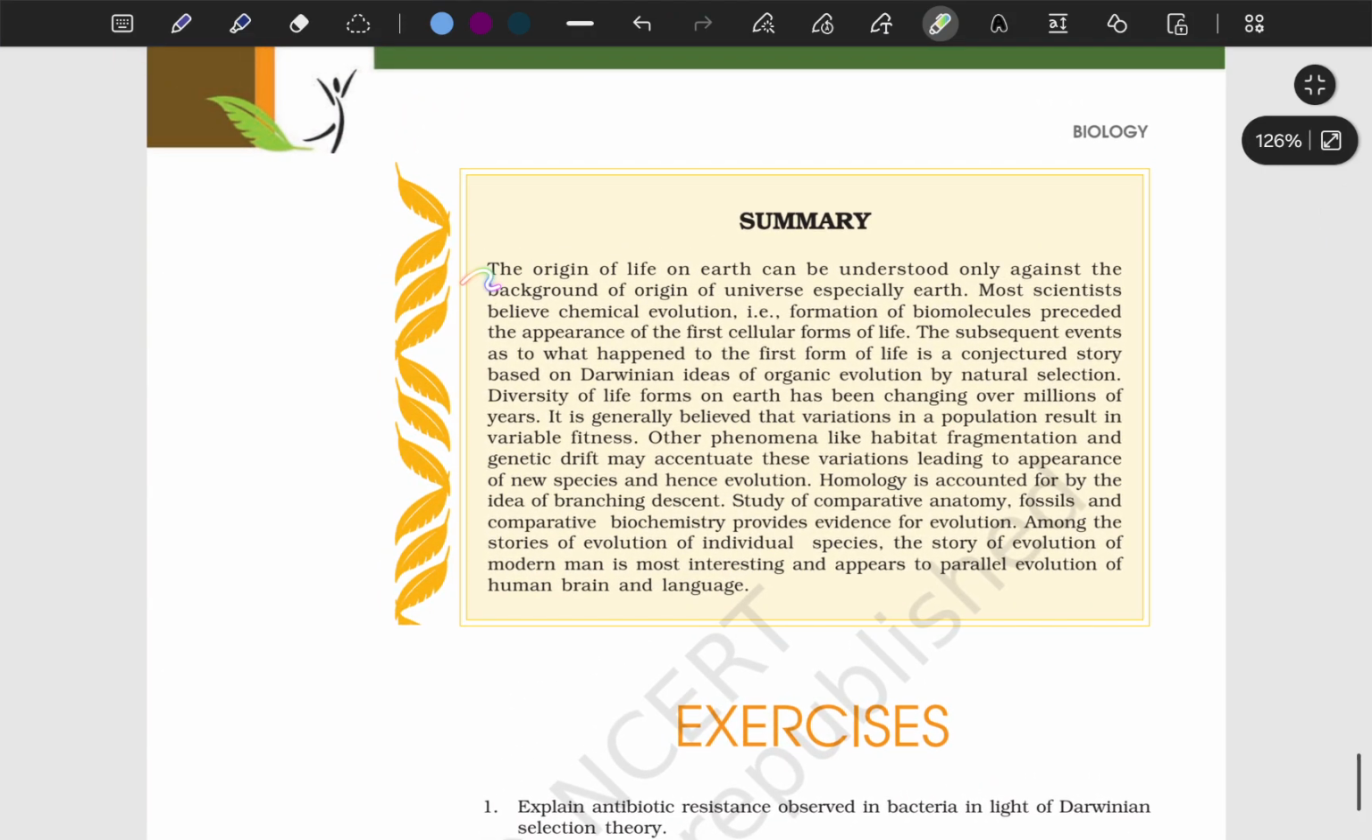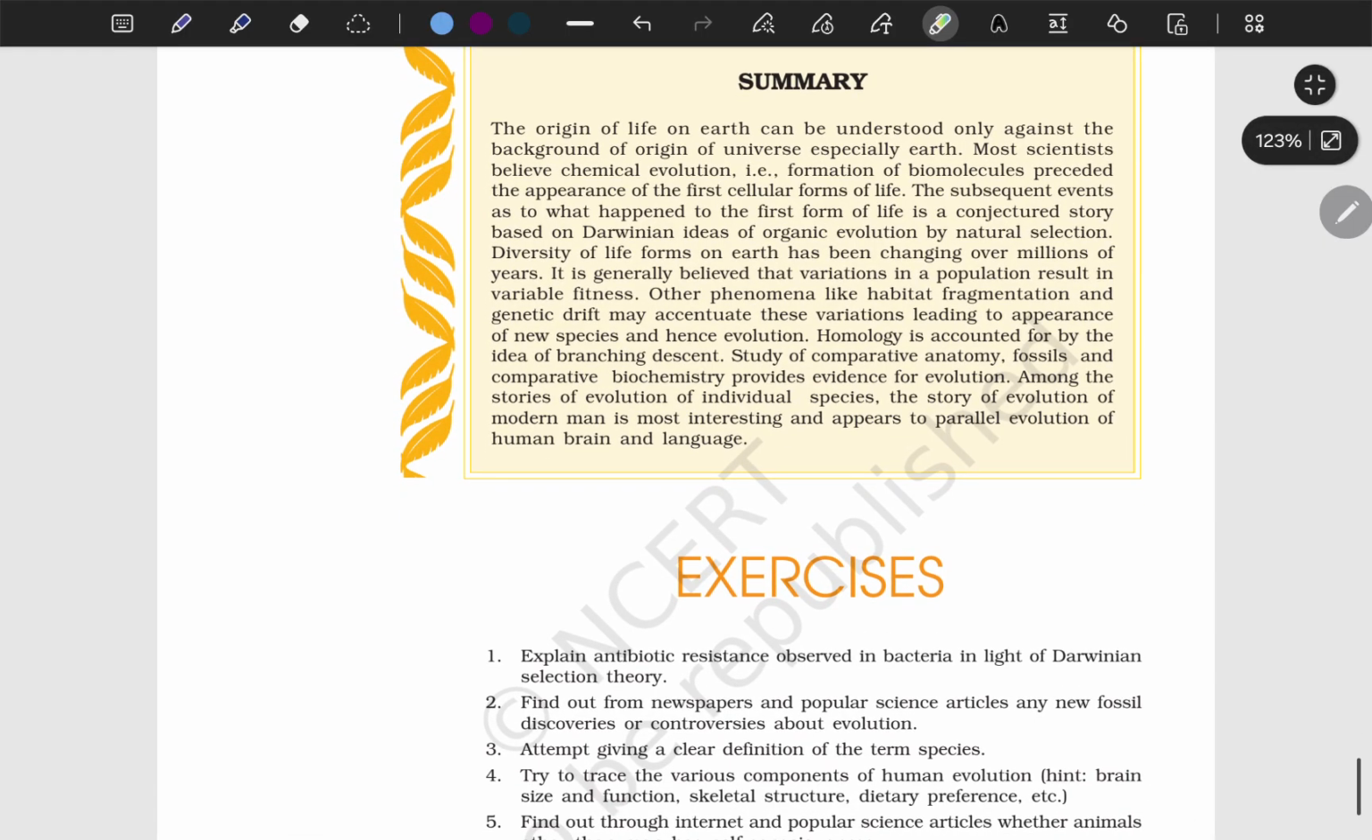Summary: the origin of life on Earth can be understood only against the background of the origin of the universe, especially Earth. Most scientists believe chemical evolution, such as the formation of biomolecules, preceded the appearance of the first cellular forms of life. The subsequent events are a conjectured theory based on the Darwinian ideas of organic evolution by natural selection.